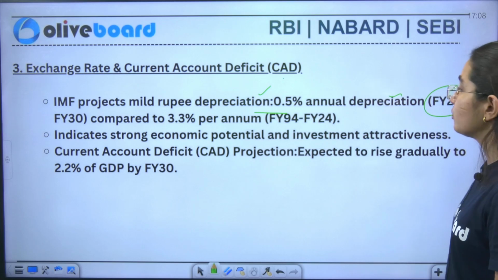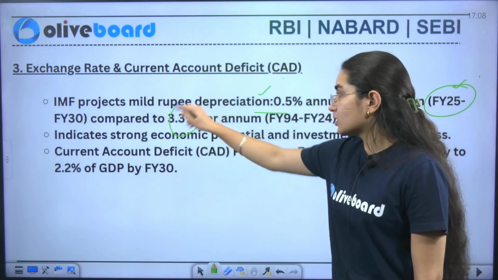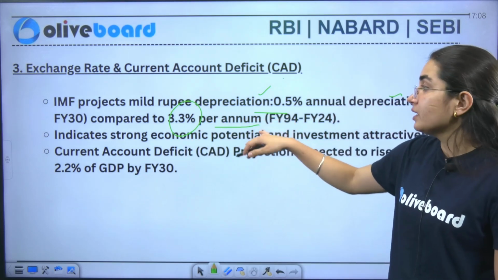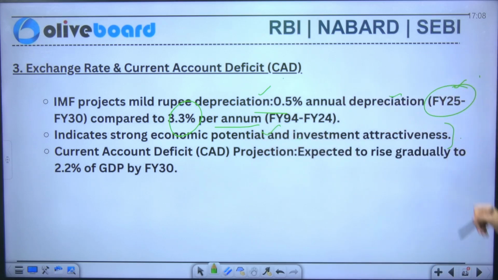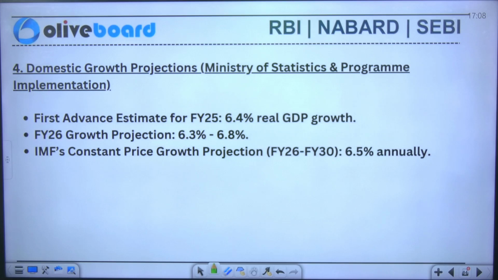If I compare it with your 3.3% per annum, it indicates strong economic potential, and you can see an attractiveness in the investment here. Similarly, if I talk about the current account deficit, we will see it expected to rise gradually to 2.2% of GDP by financial year 2030.